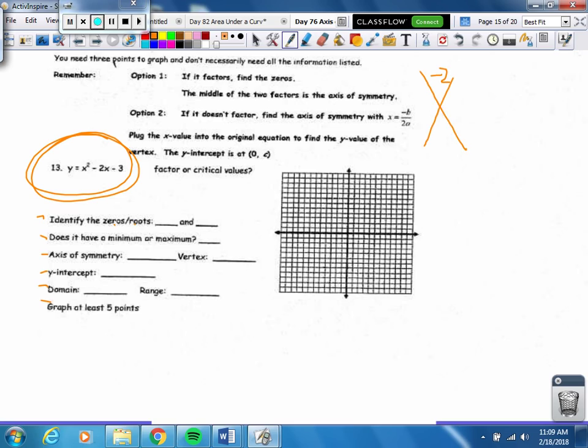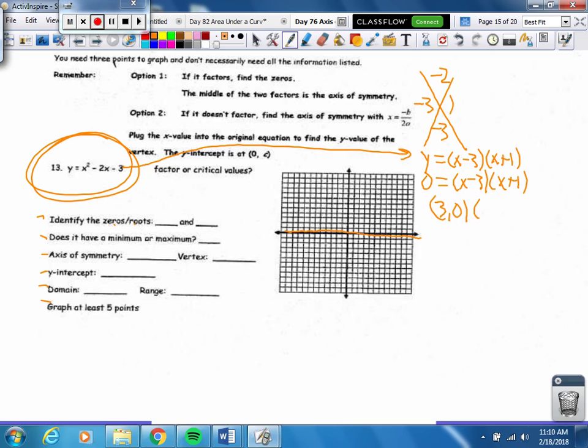So -2 on the top, -3 on the bottom. What adds to -2 and multiplies to -3? That would be -3 and 1, right? So I'm going to rewrite this over here. So it's going to be y equals x minus 3, x plus 1. Okay? We put in 0 because I want y equals 0. Where does it touch this axis of y equals 0? So it's going to be x minus 3, x plus 1, and my roots are 3, 0, and -1, 0. So I got the first one, 3, 0, and -1, 0.